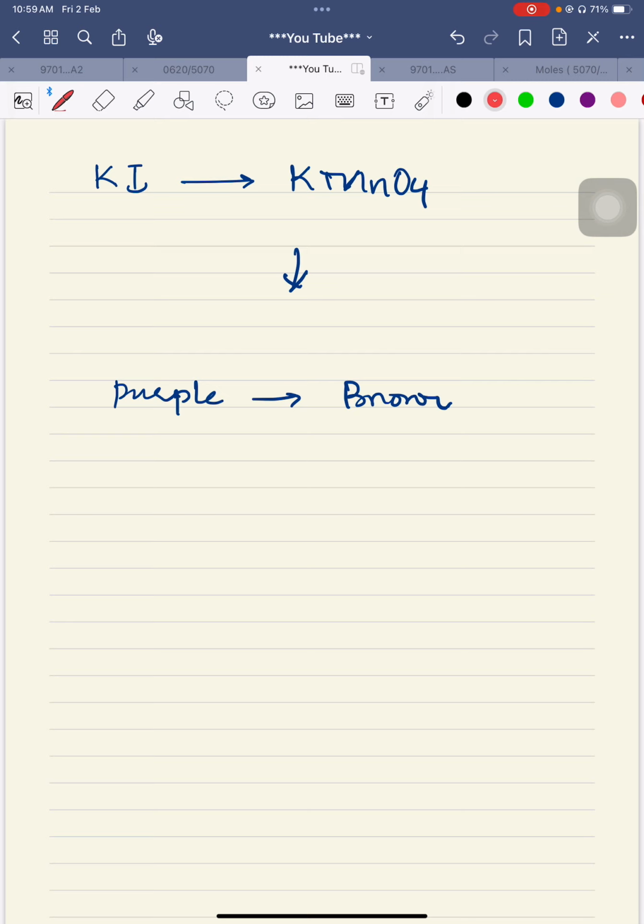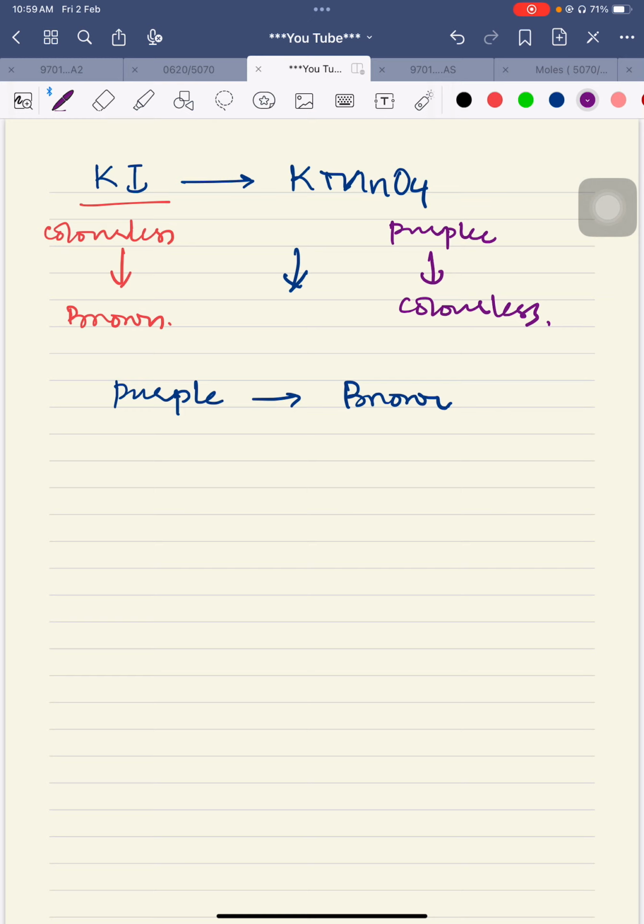Why is it so? Guys, what is the starting color of KI? It is colorless. And what is the ending color of KI? It is brown. Now, what is the starting color of KMnO4? It is purple. And what is the ending color? It is colorless. Guys, I don't have a colorless color to write on the board, so it is colorless.